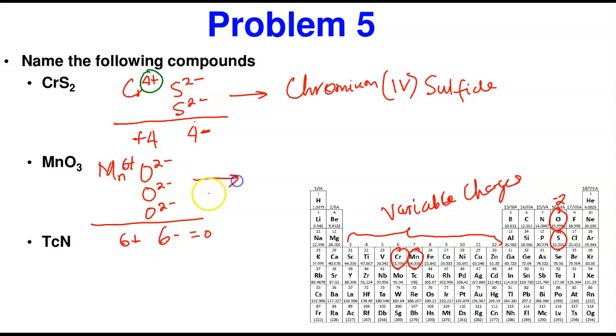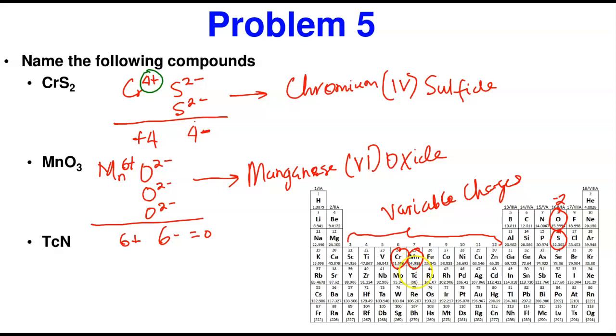And then when you want to name this, we now know the identity of the charge is 6 plus. So the name is manganese, 6, which means VI. Manganese(VI) oxide. That's how we name this compound, and that is the correct name. Again, we move on to the next one.